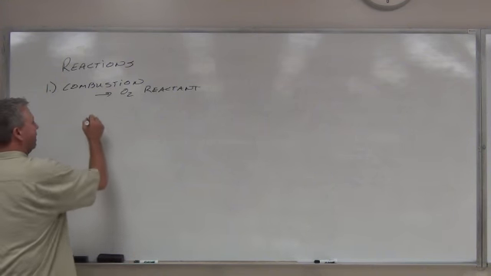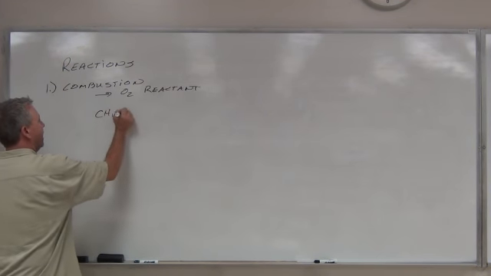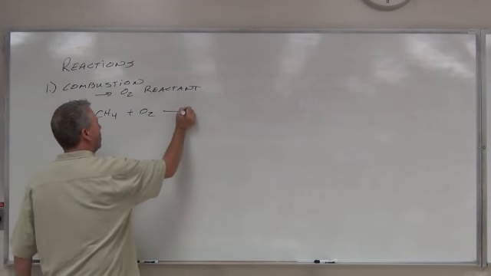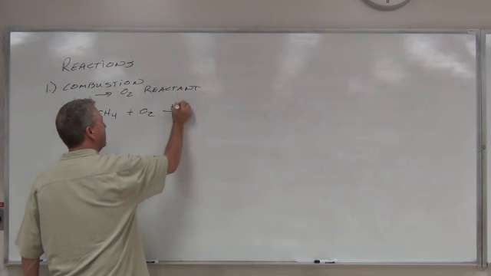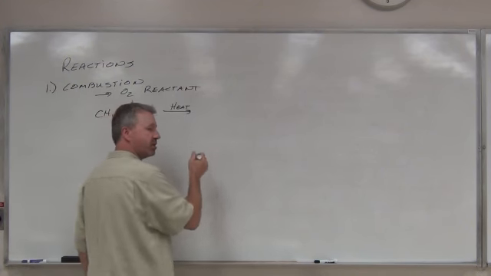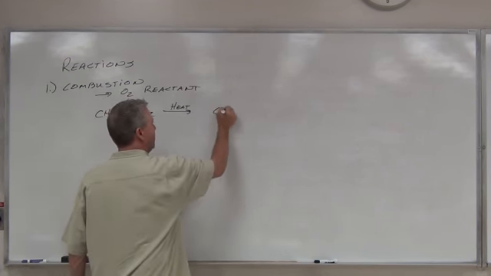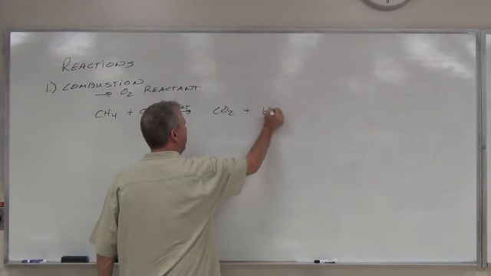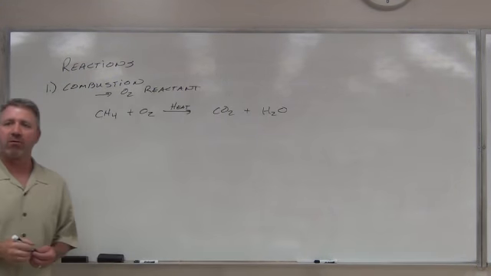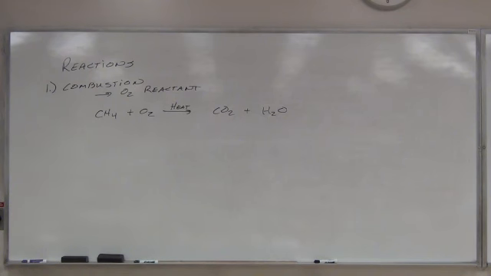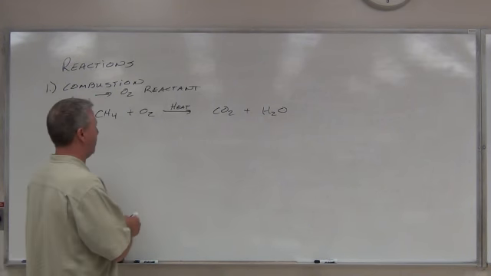When you combust alkanes, we'll pick methane, plus O2, we're going to add a little heat. Combustion of alkanes always produces CO2 and water. It's a general reaction, just like acid plus base produces salt plus water. The combustion reactions will release energy.